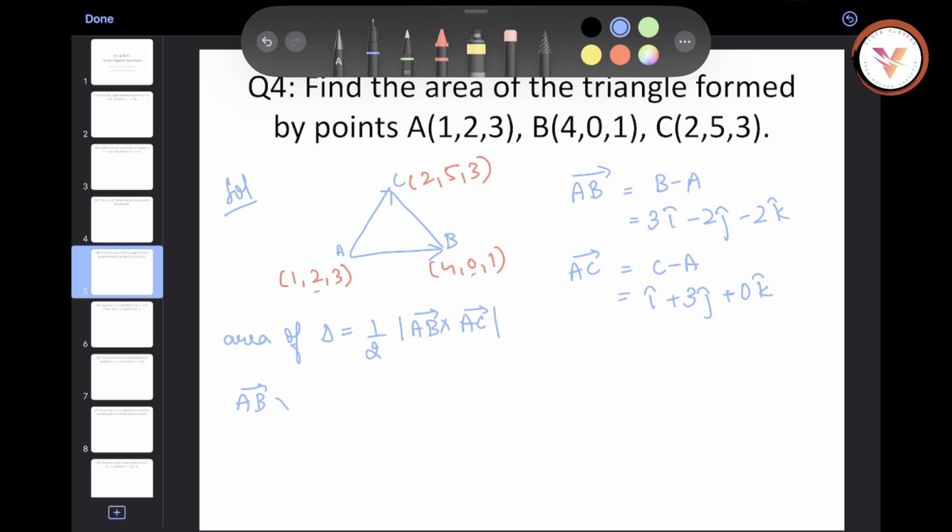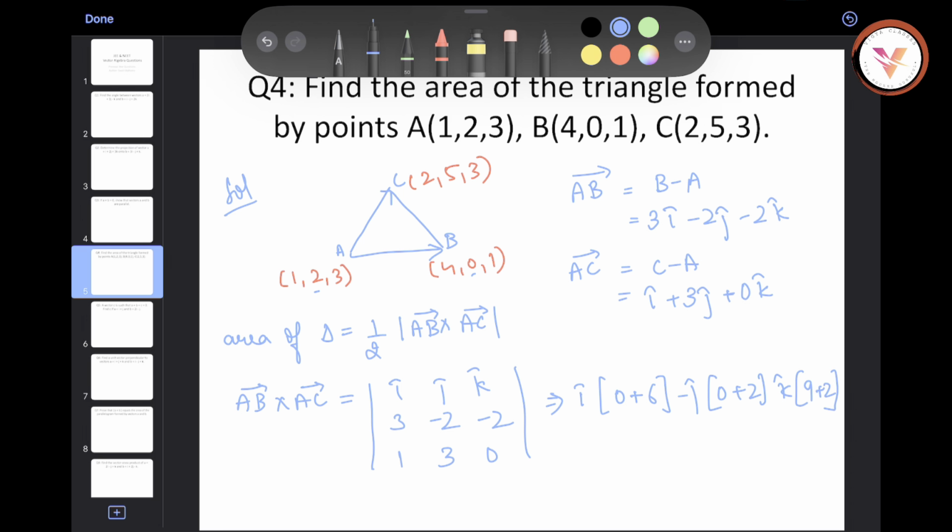their cross product, which is equal to, first we write I cap, j cap, k cap, and then first the coefficients of AB, that is 3, minus 2, minus 2, then it's 1, 3, 0. If you solve it, it becomes I cap, minus 2 times 0 is 0, 3 into minus 2 is minus 6, it becomes plus 6. Then minus j cap, 0 plus 2. Then k cap, 3 times 3 is 9, and minus 2 is plus 2. So this becomes 6 I cap minus 2 j cap plus 11 k cap.